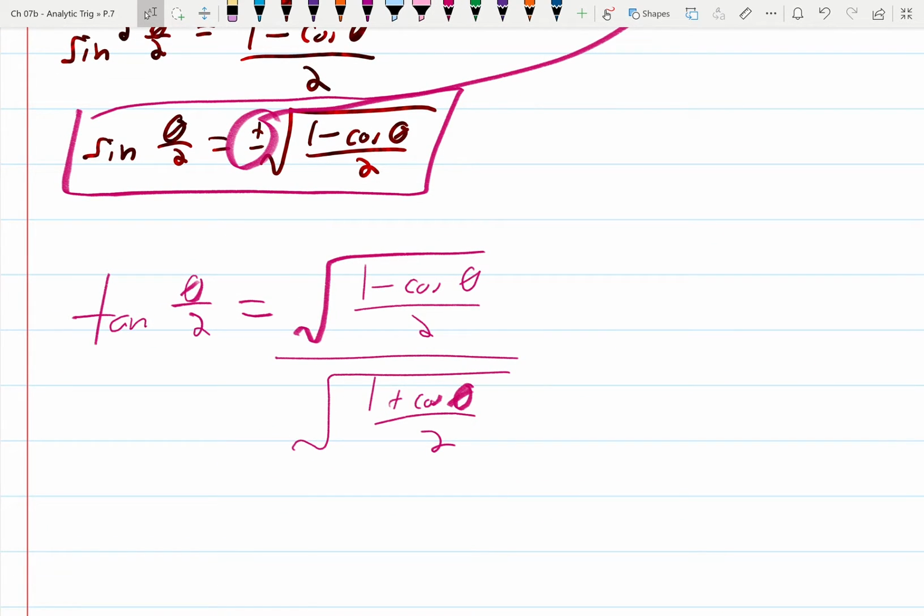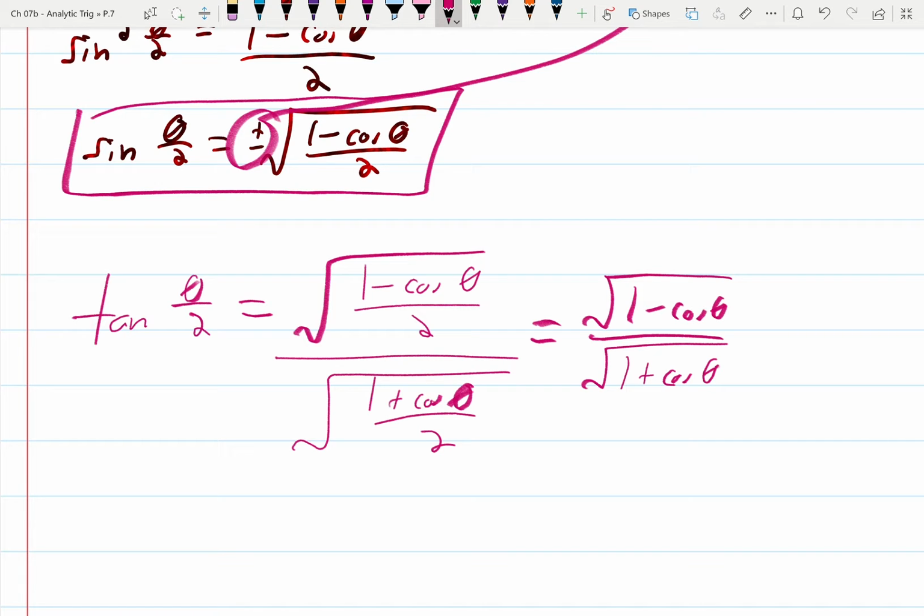And now let's simplify. I can't drop the radicals. Please don't think we can just divide a radical by a radical and get rid of a radical. That's not how radicals work. But I can drop the over 2 part, because if I multiply the numerator and denominator by root 2, those are done. So this is just root 1 minus cosine theta over root 1 plus cosine theta. And that is a perfectly legitimate form of that identity, but it's not the only one.